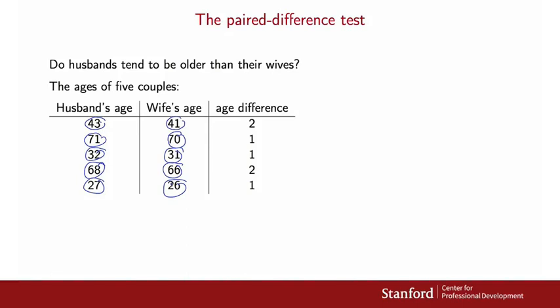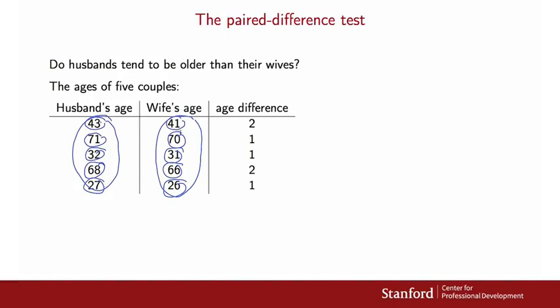Clearly we have two samples. There's the sample of the husband's ages, and then there's the sample of the wife's ages. But of course the problem is that in this case the two samples are not independent. The reason they are not independent is that while the husband's age is typically a bit larger than the wife's age, they tend to be closer together.